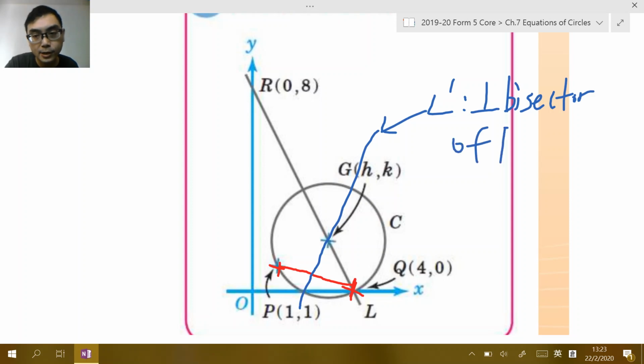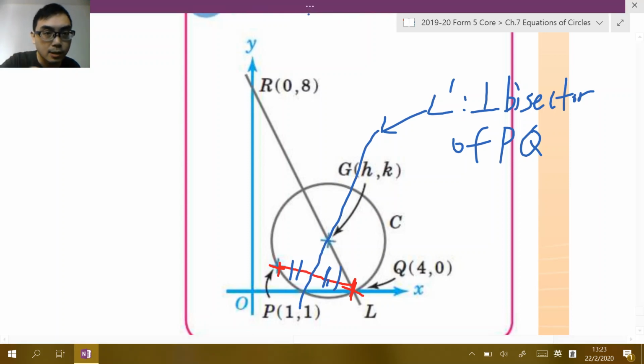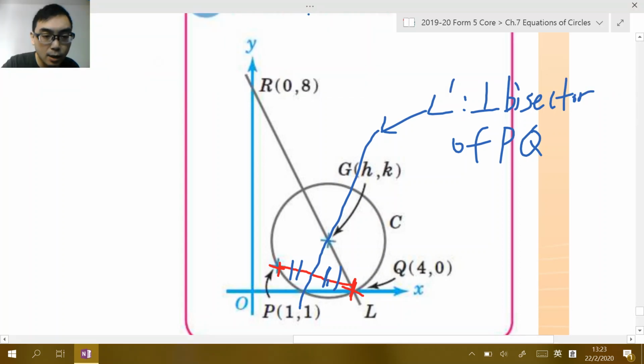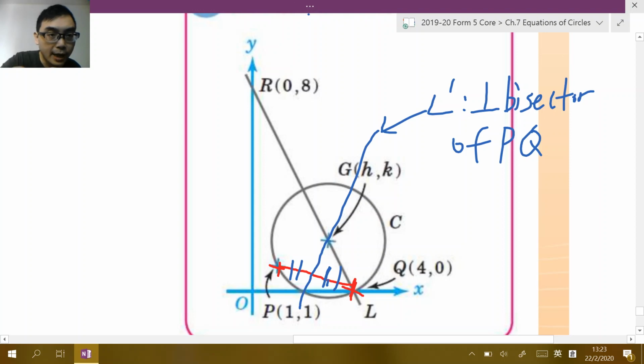bisector of PQ. So you know that in the circle, if I have any chord PQ, then its perpendicular bisector is this: you take the PQ midpoint, and also at this midpoint, you make a right angle on it. Then this right angle and the point would help you find the perpendicular bisector.